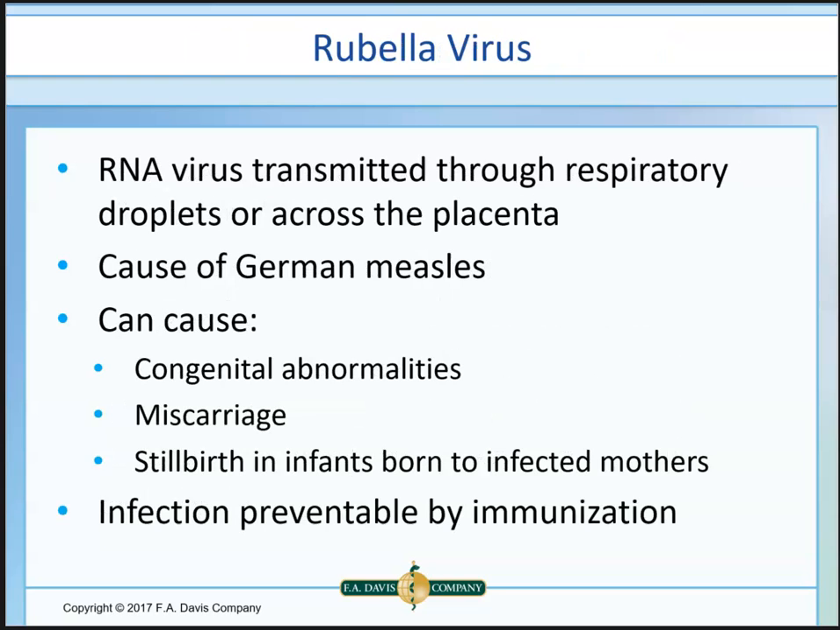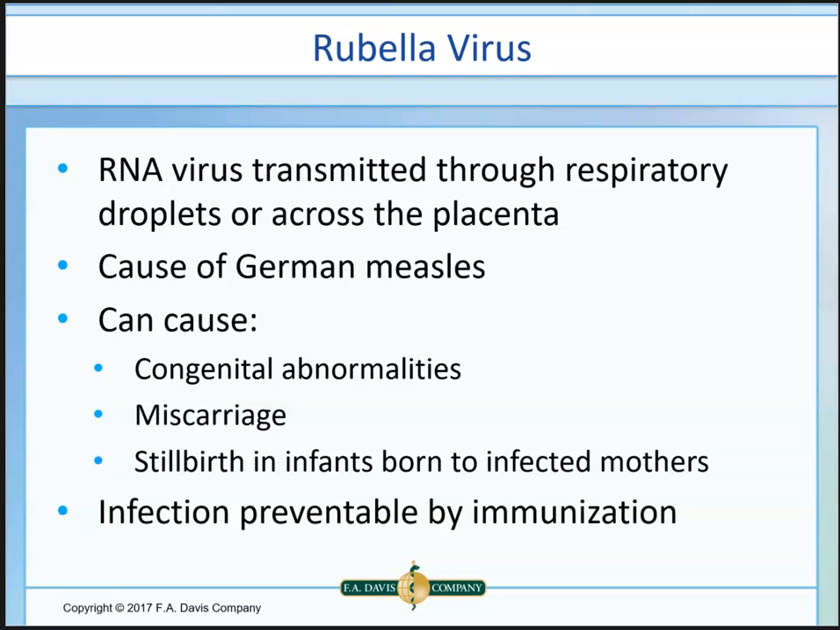Rubella is an RNA virus. It's transmitted again through respiratory droplets or across the placenta. This is actually German measles. Used to be a huge thing when I was a kid, German measles. It can cause congenital abnormalities, miscarriages, stillbirths. Easy infection, immunization for this particular thing. It's very self-limiting. Yeah, they get swollen glands. Sometimes you get a skin rash with it.